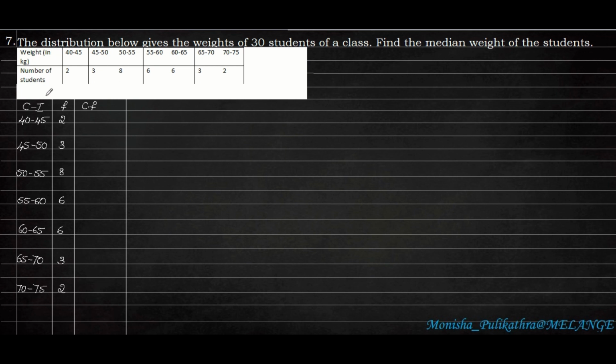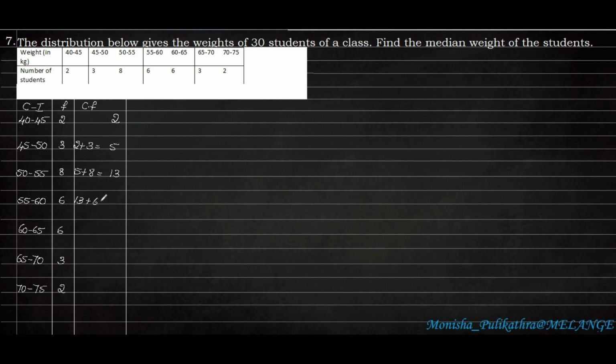Here, two columns have been given. One is class interval and the other is frequency. Since we have to find out the median, we have to find the cumulative frequency here. The first number should be written as it is, that is 2. Next, 2 plus 3 is equal to 5. Next, 5 plus 8 is equal to 13.